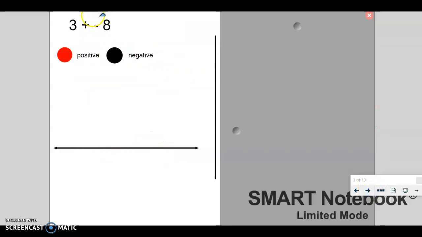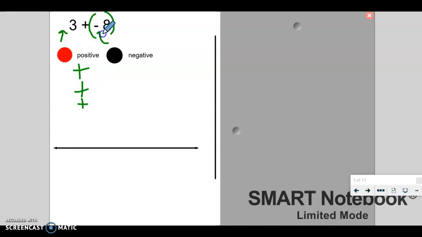So let's try this one. So we're adding, put parentheses in there, 3 plus a negative 8. So we're adding a negative. So we're going to do the same mentality. Here's 3. Is it positive or negative? It's a positive 3. The sign out in front is nothing, so it's a plus 3. So I'm going to do 3 plus signs.